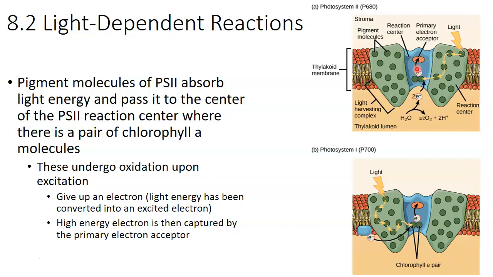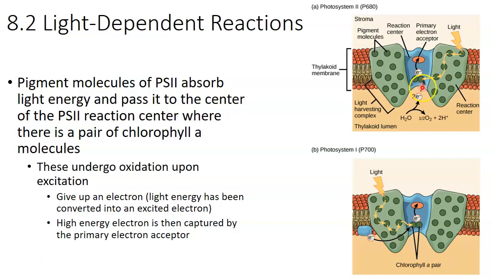And instead of dropping back down, which would happen if they then passed their energy to the next pigment molecule, they don't do that. Instead, when this electron jumps up and gets excited, this right here, called the primary electron acceptor, grabs onto those high energy electrons. And so that energy doesn't get passed to another pigment molecule. Instead, it gets passed here to this primary electron acceptor, not a pigment molecule. Okay? We'll talk about what happens to that energy in just a second.